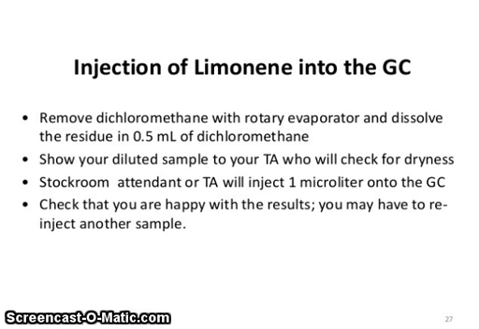Now, injection of limonene into the GC. Remove the dichloromethane with the rotary evaporator and dissolve the residue in 0.5 ml of dichloromethane. Show your dilute sample to your TA, who will check for dryness. The stock room attendant or TA will inject 1 microliter onto the GC, meaning gas chromatography. Check that you are happy with the results. You may have to re-inject another sample.